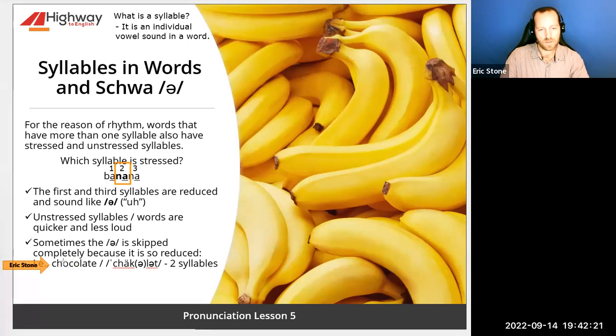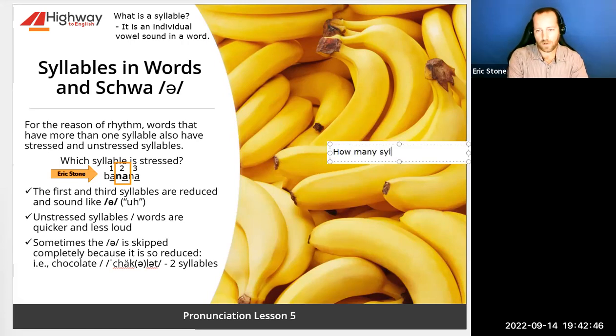Okay, like that. So this is schwa. It's the sound of uh, and it comes up a lot in many words, especially when you have a reduced syllable. We often make the sound of schwa for reduced syllables. So banana has 3 syllables. Let's talk more about syllables. So how many syllables are there?